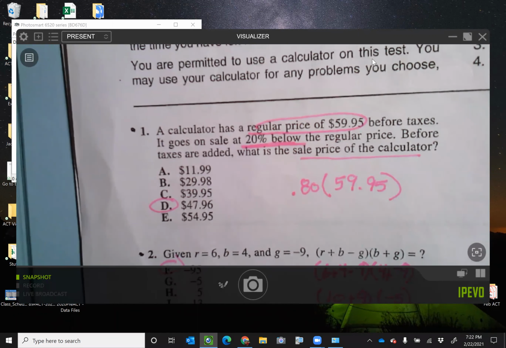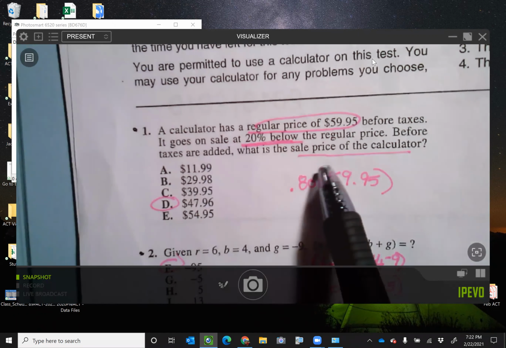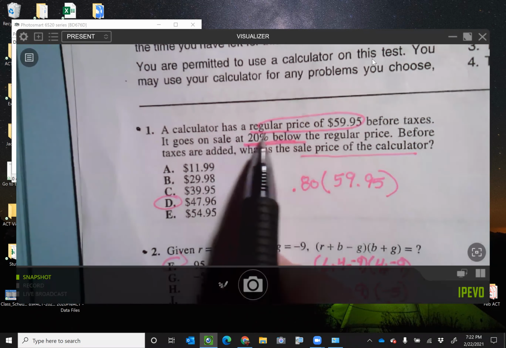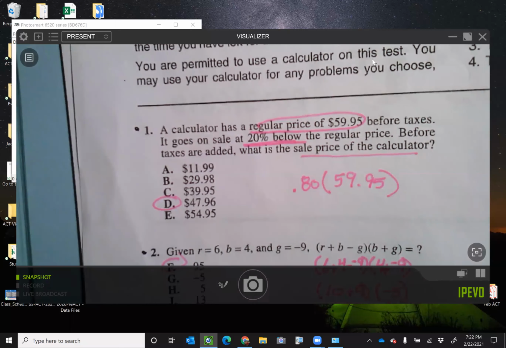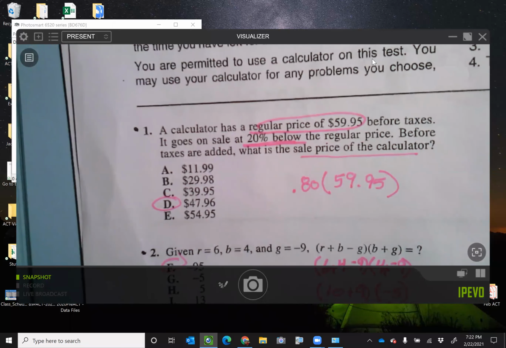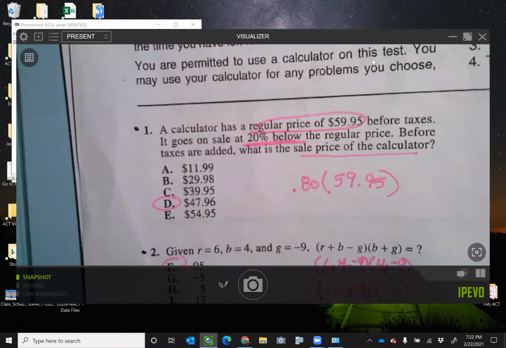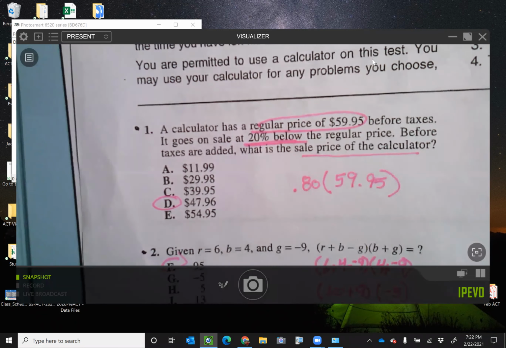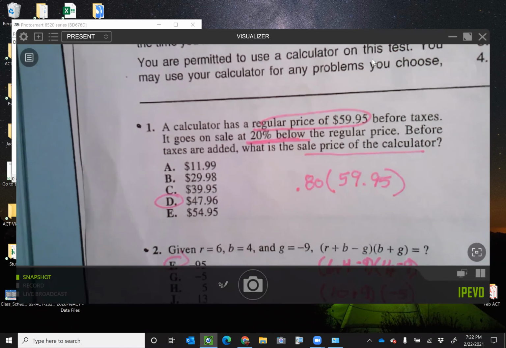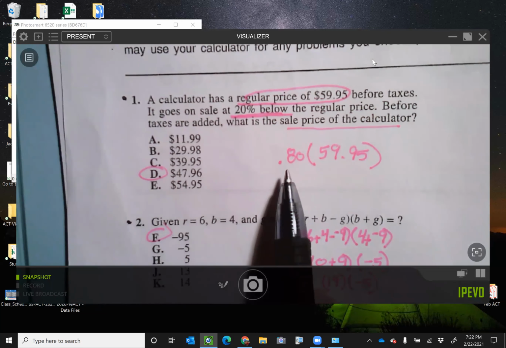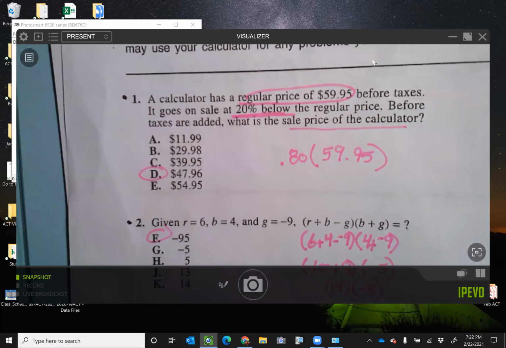The question says, before taxes are added, what's the sale price of the calculator? Well, if it's on sale at 20% below cost, then they're selling it at 80%, right? So what some people do is they'll take 20% of the regular price and then subtract that. A slightly quicker way to do it, to save you a few seconds, is to find 80%, because that's what we're selling it at.